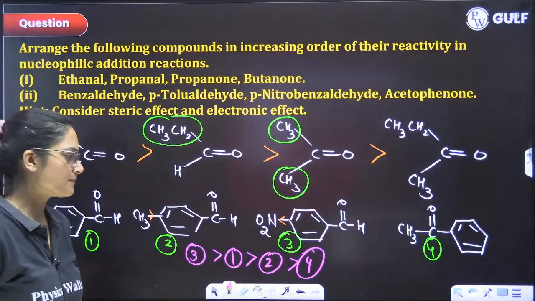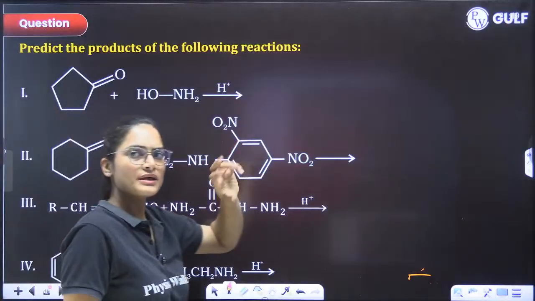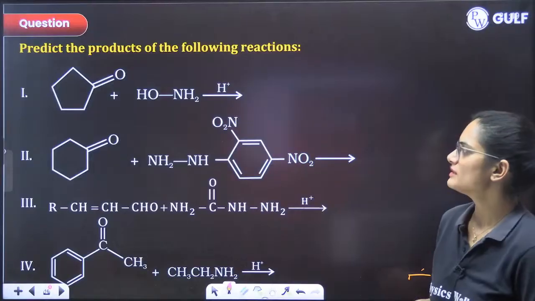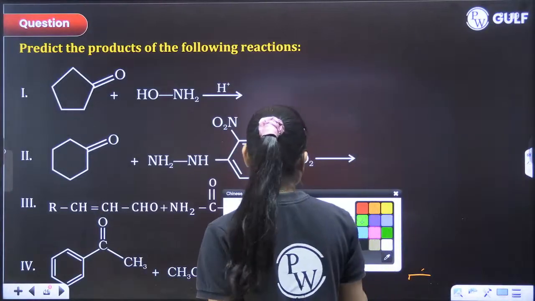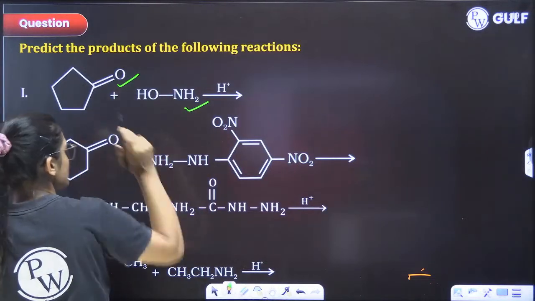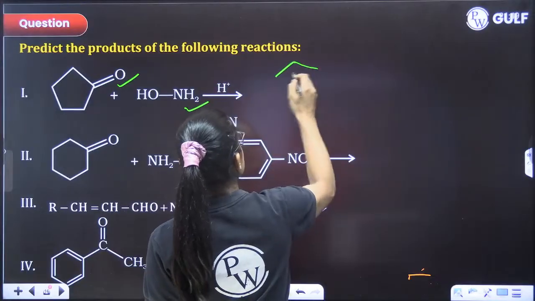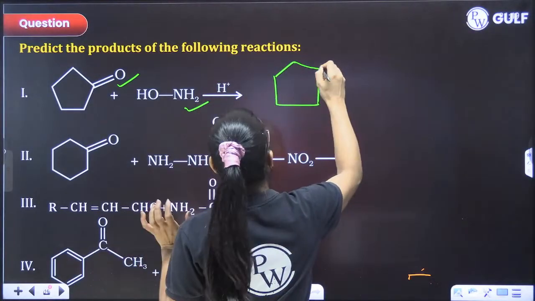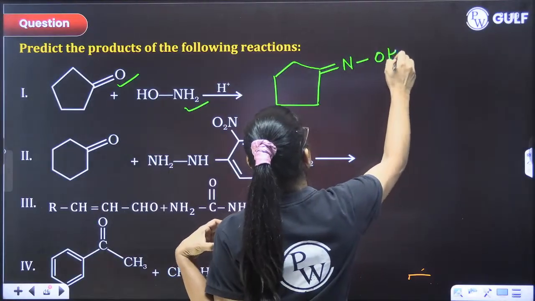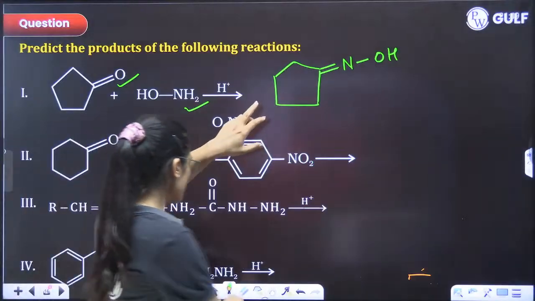Okay, ma'am. Alright. Next. So this is your hydroxylamine, and whenever we are carrying out the reaction with ammonia or a derivative of ammonia, rapid dehydration takes place. So you just have to remove water: H2 from here, oxygen from here. Water will be removed and nitrogen will attach with this one. So this is your cyclopentane, double bond N, single bond OH, and cyclopentane oxime is forming. This is the oxime which is forming.